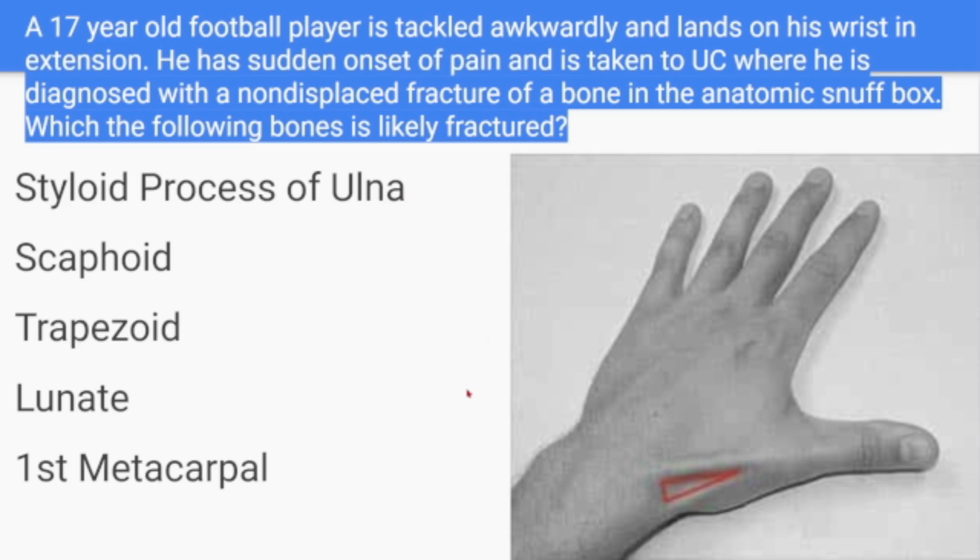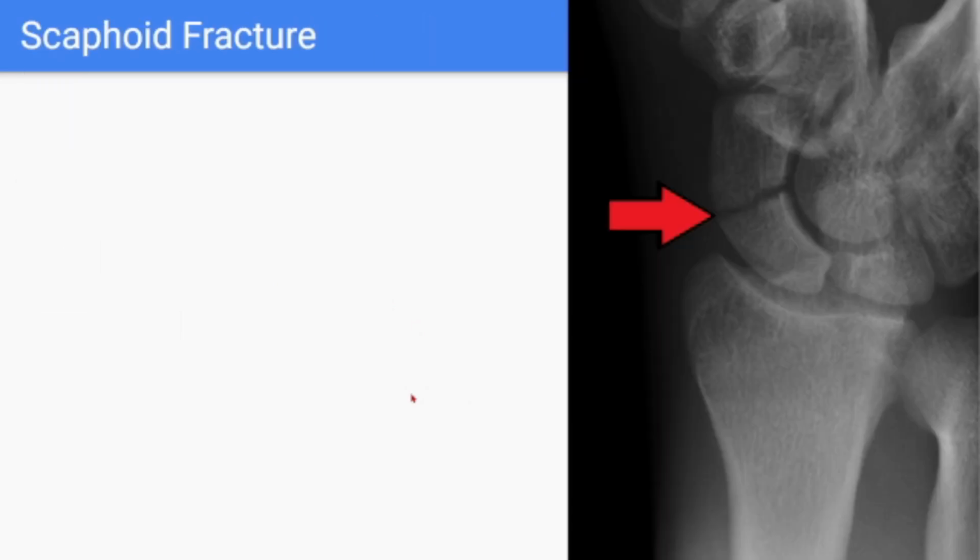Styloid process of the ulna. Well, that's over here. Scaphoid. Well, maybe scaphoid is right here. Trapezoid and lunate. Lunate's over here more, and trapezoid is somewhere up here. And then the first metacarpal is right here. So by process of elimination, we can get to scaphoid.